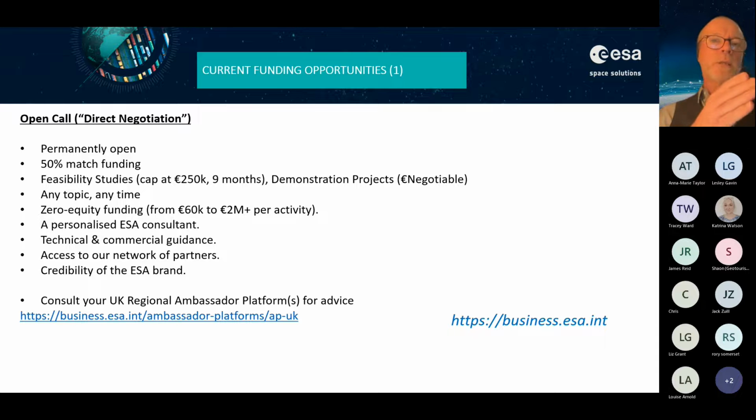And you can have a feasibility study that leads to a demonstration project, or you can just apply for a demonstration project. It's up to you. As I said before, any topic, any time, and ESA does not want any IP from this, so it's zero equity. You also get a personalized ESA consultant, which at the beginning is me, and then once your project gets funded, you will have a technical officer giving you technical and commercial guidance all the way through.